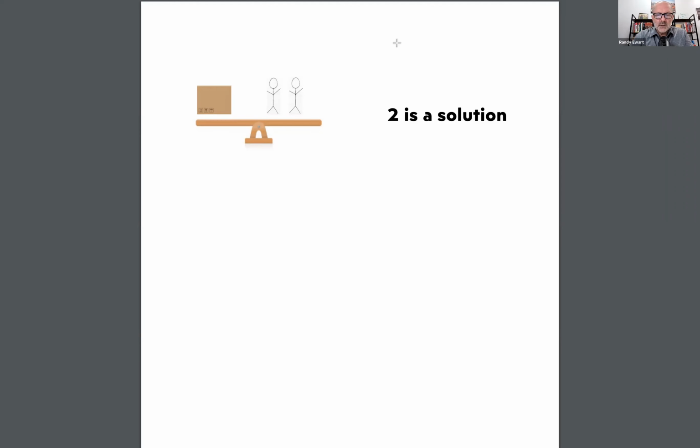So a solution is a number that works. So what would make the seesaw balanced? Two guys hidden in the box. But what happens when we don't know exactly how many guys are in the box? We can't figure out the solution. Well, now we have to solve. Well, what does that mean?